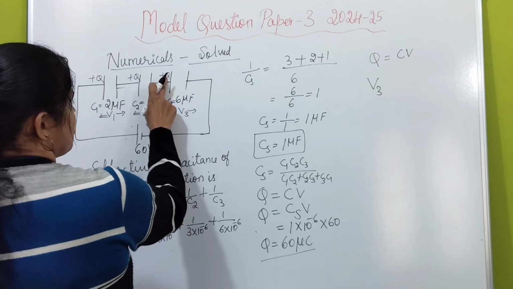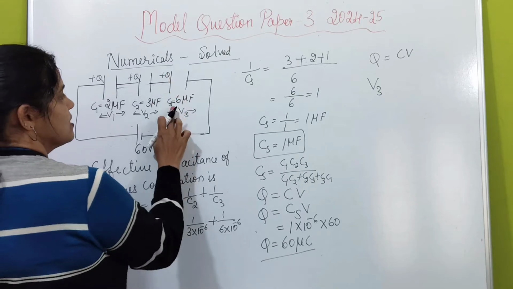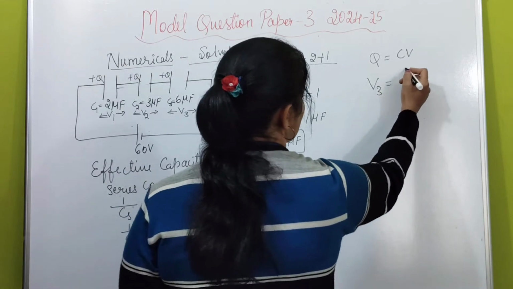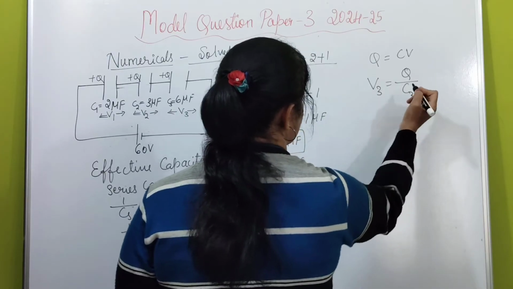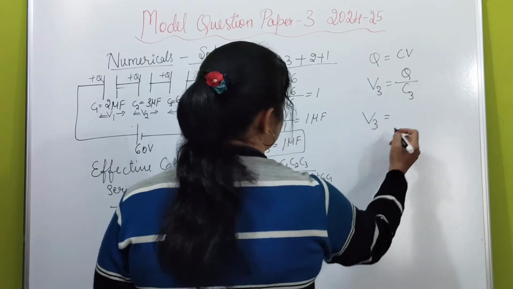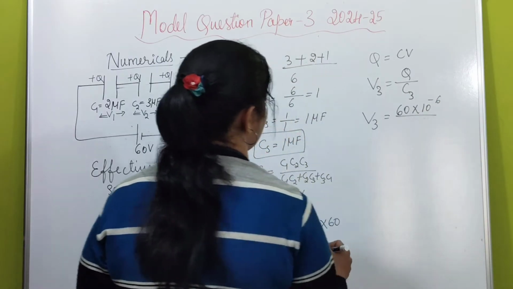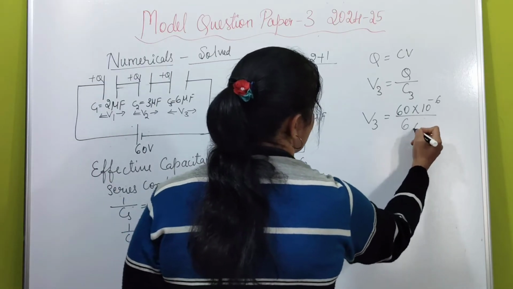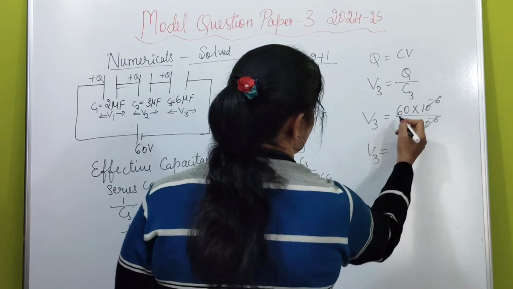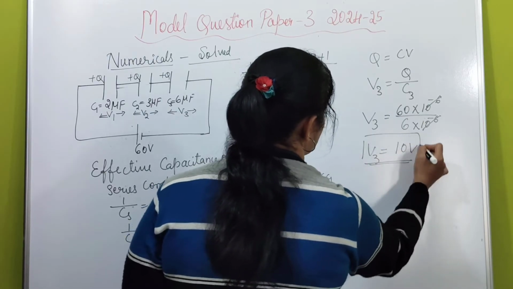So charge is known to us. Each capacitor holds same amount of charge. C3 is known to us. Then how to calculate V3? It is charge divided by capacitance C3. Okay, so therefore V3 is equal to charge 60 micro, 10 to the power minus 6, divided by C3 is 6 micro. So micro cancel. So V3 is equal to 60 by 6 is 10 volt. So this is the answer.